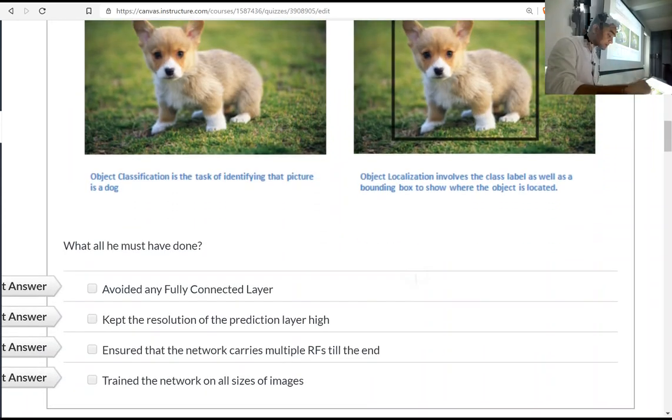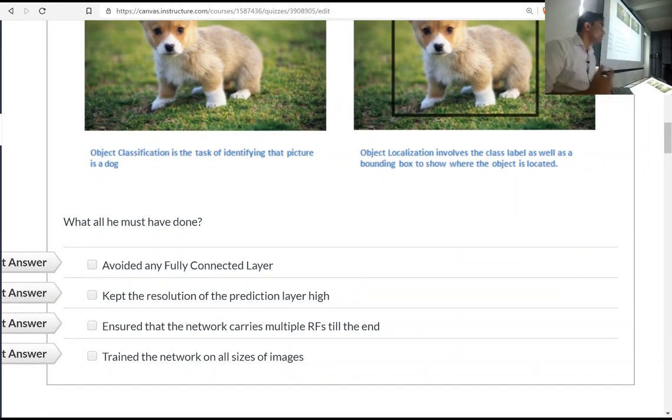Now, what all he must have done. You are going to avoid any fully connected layer in your network, right? The moment you add any fully connected layer, and we are talking about before your global average pooling, you're going to be converting your 2D into 1D. You're going to flatten your data. As soon as you flatten your data, your 2D information is gone. So there is no bounding box information which you can extract even if you wanted to.